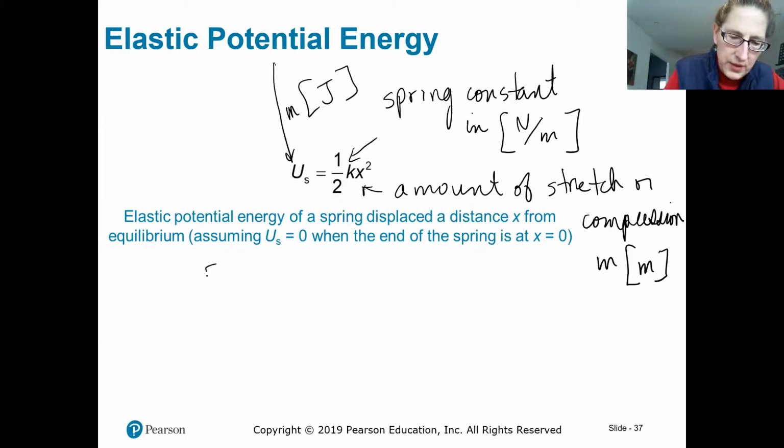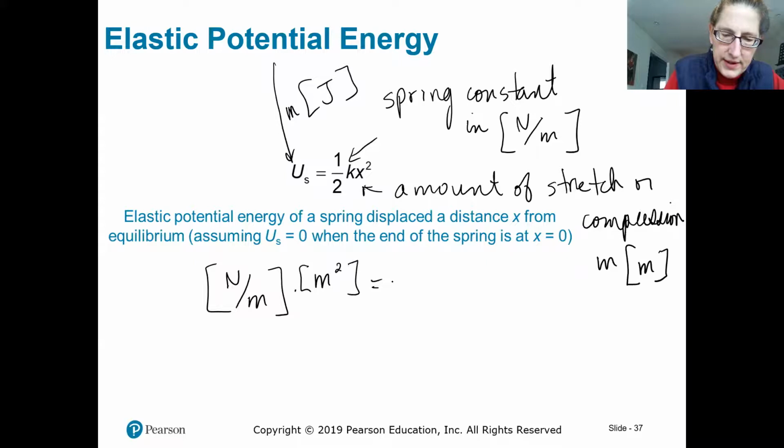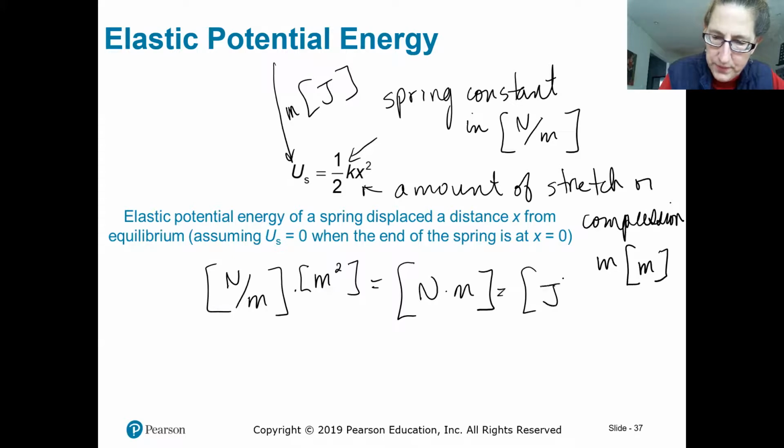Okay, so once again, let's look at these units. We've got the newton per meter for k, and then we have meters squared for x. And so that's a newton times a meter, just like for work, force times distance. This is once again a joule. All these formulae always work out to the same SI base units, kilogram meters squared per second squared.